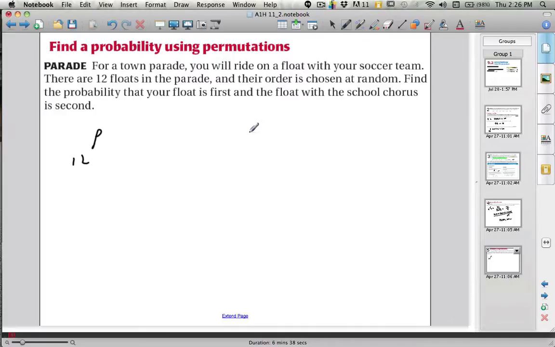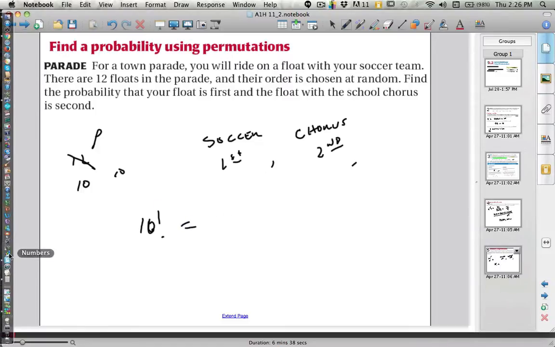Okay, so this is a little different. They've already decided that soccer is first and chorus is second. So now we're not talking about 12 different floats. We've gotten rid of a bunch of them, so there's 10, because we've already determined this is the way the beginning is going to be. Now, the number of different ways the whole parade can come out is based on the remaining 10. So if I take 10 floats 10 at a time, that's going to be 10 factorial, right?